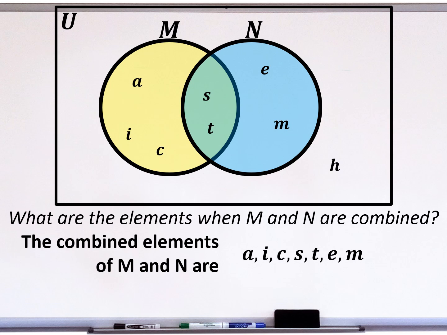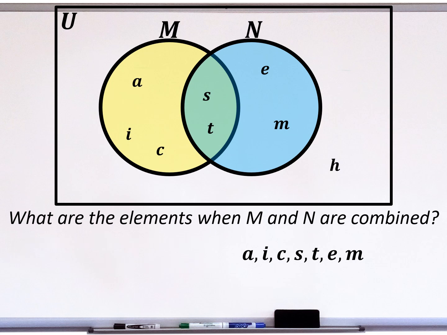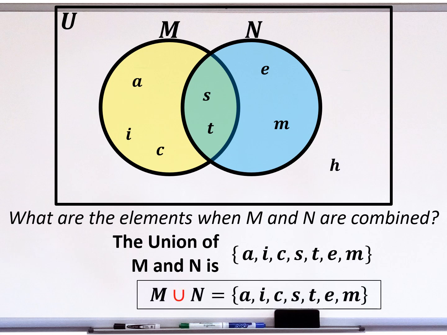Okay? If you're going to write this one in roster method, we are going to separate the given elements by commas and enclose them in braces. We are talking about the union of two sets if you are asked to combine the two sets. Please take note that the symbol for the union of sets is a capital letter U. But an upside down U refers to the intersection of sets. Therefore, the union of M and N is A, I, C, S, T, E, and M.